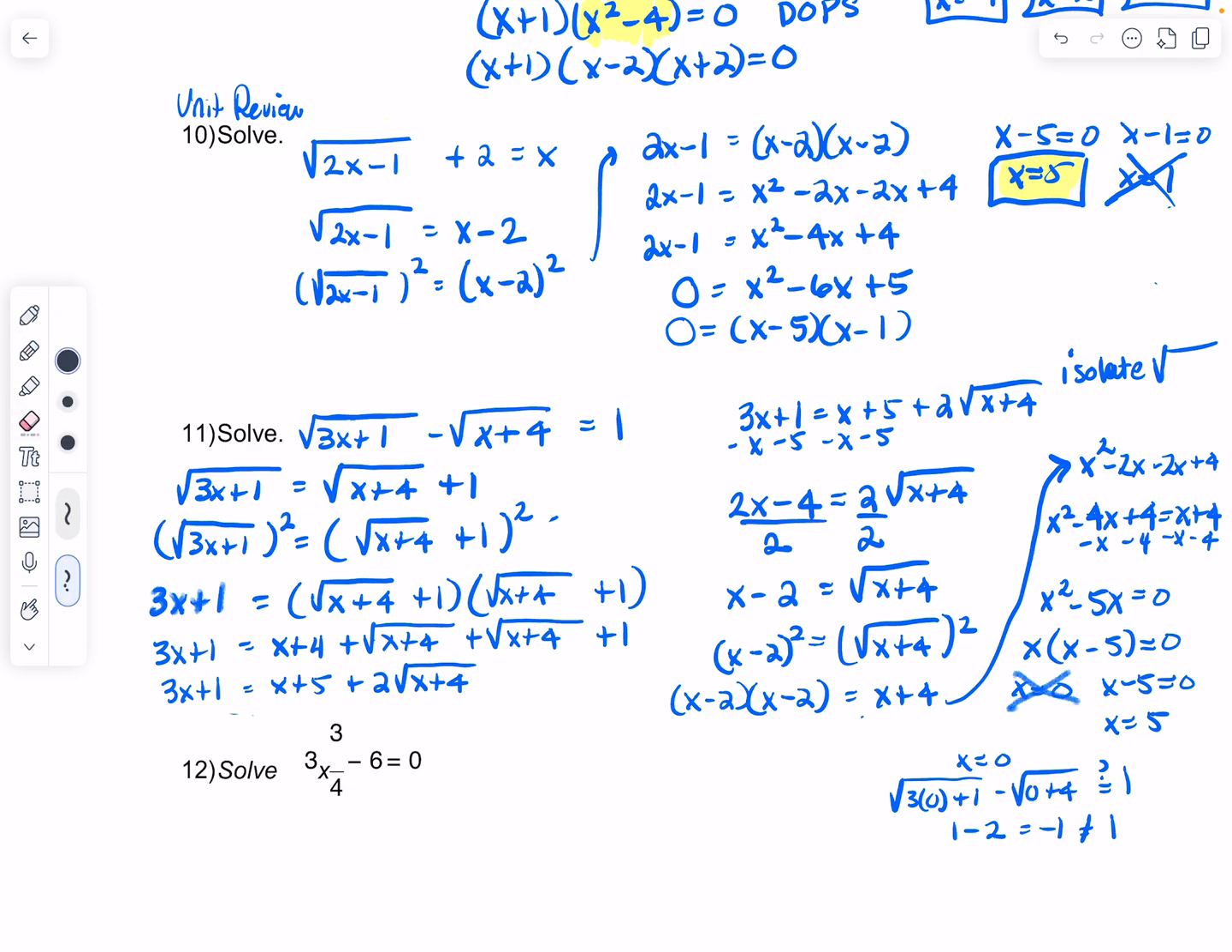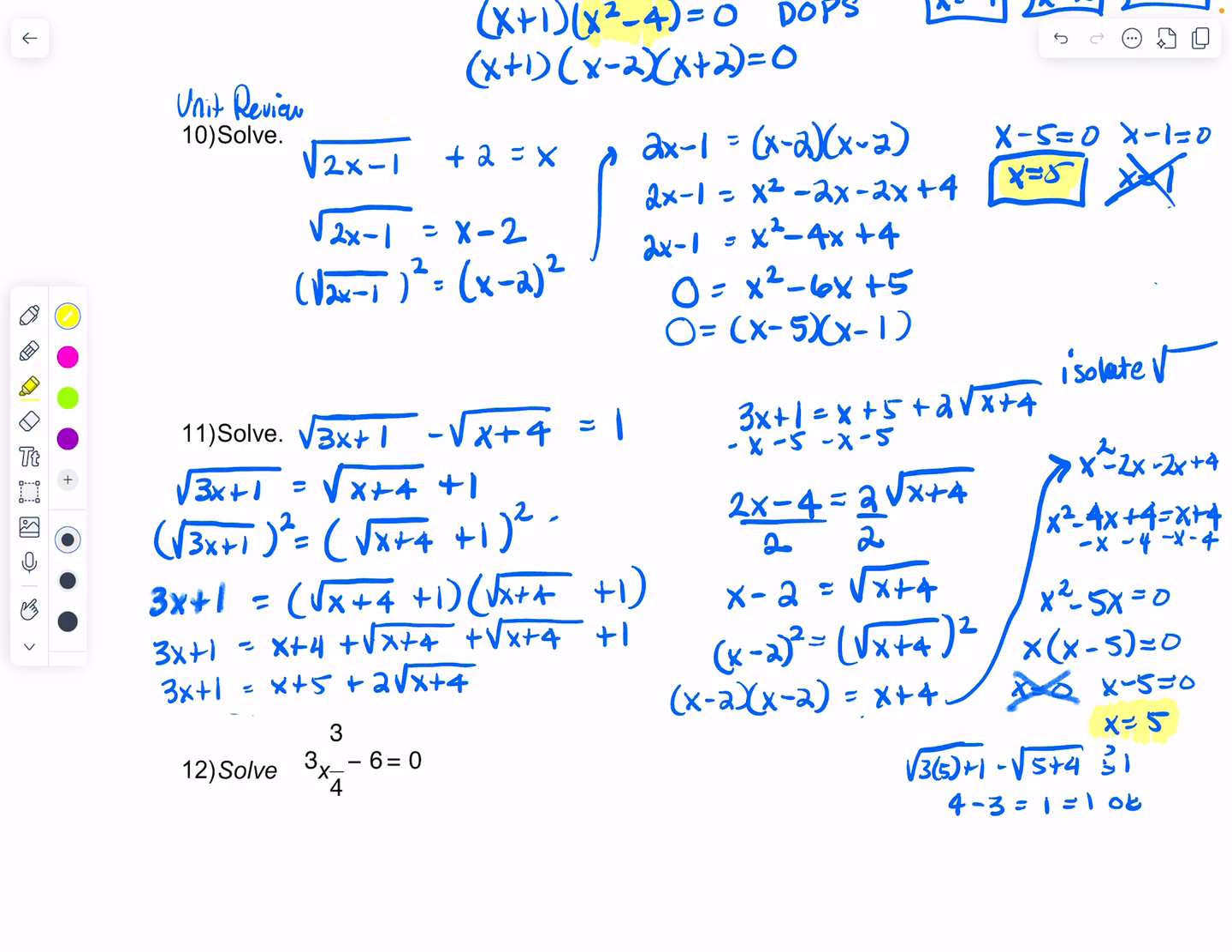Okay, let's try the other one. I'm going to plug in x equals 5. So back into the original equation, the square root of 3 times 5 plus 1 underneath the radical minus the square root of 5 plus 4. Does that equal 1? 3 times 5 is 15. 15 and 1 is 16. The square root of 16 is 4. And 5 plus 4 is 9. The square root of 9 is 3. So 4 minus 3 is 1. 1 does equal 1. Okay, so the answer I got, the one that works, is x equals 5.